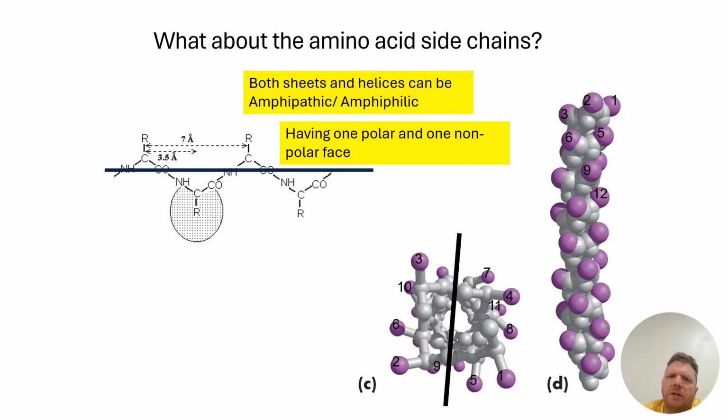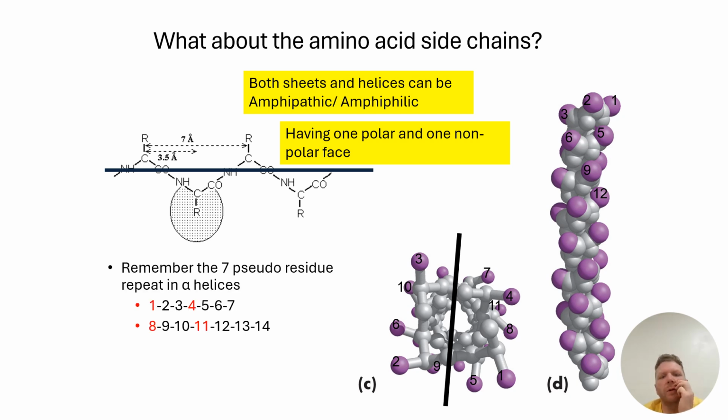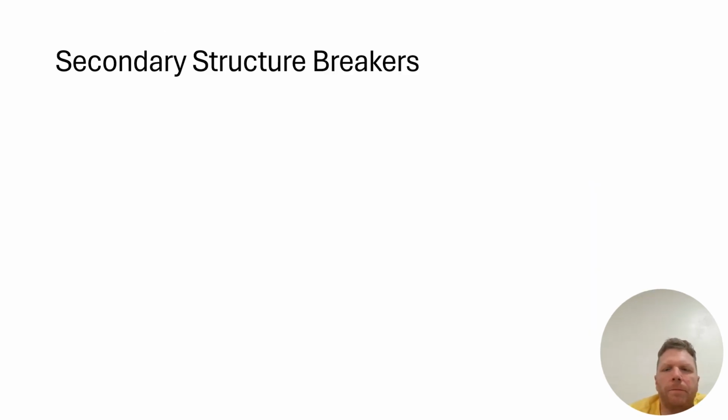Both sheets and helices can be amphipathic or amphiphilic. They can have one polar and one non-polar face to them. Remember that there's a seven pseudo residue repeat in alpha helices, so this is that i to i plus 3, so this would be residue i to i plus 3, which would be 4. And so this is that repeat pattern that we have sometimes when it comes to the formation of alpha helices.